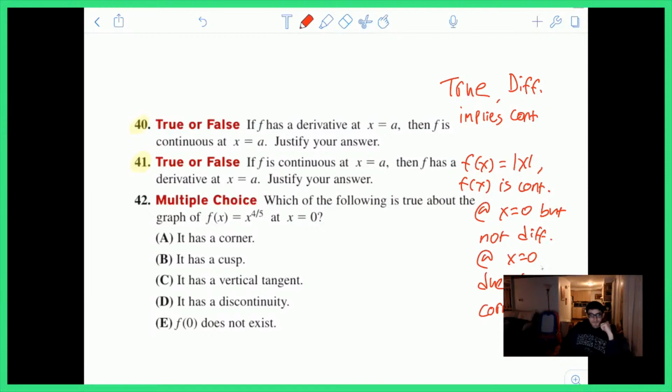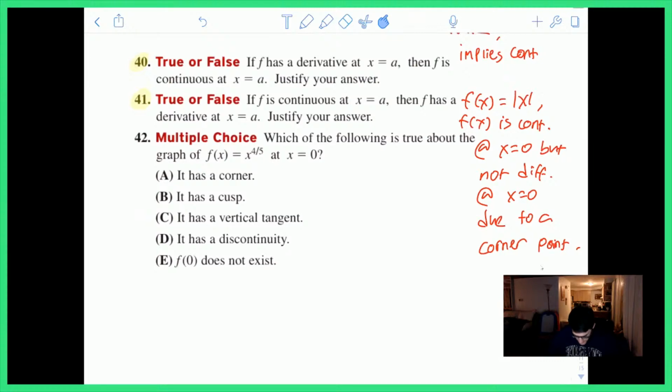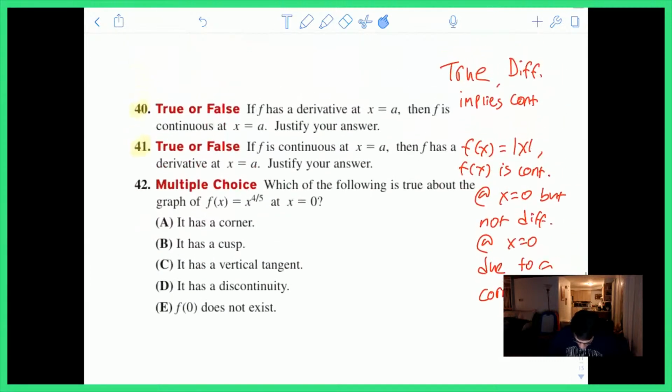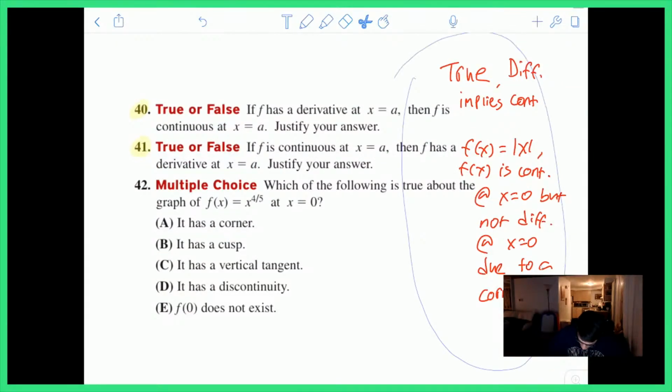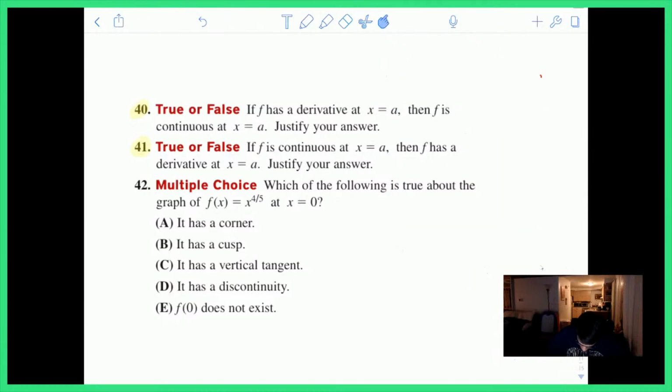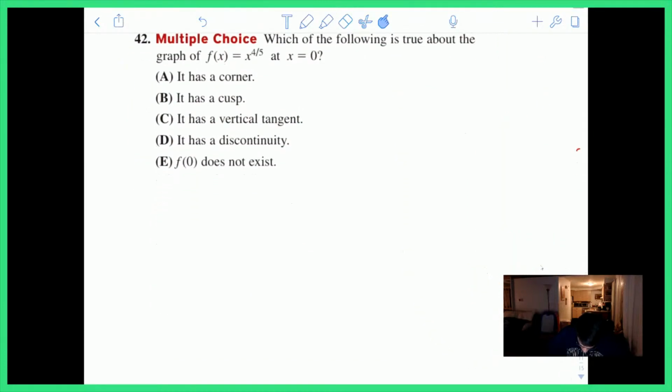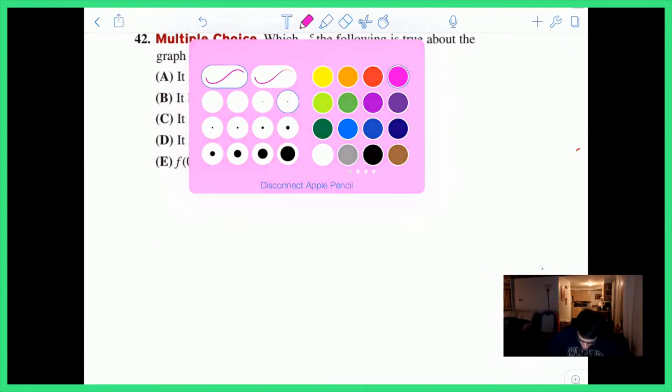That's not true. 42. Okay, which of the following is true about the graph of x to the 4/5 power at 0? So this is a loaded question here. I want to do this out algebraically. I know you could do this graphically and probably get the answer relatively quickly, but I'd like to spend some time and do it algebraically. So I'm going to move this up. I'm actually just going to take these answers right out. Bye-bye answers. And we're going to scooch this down. We've got a nice lot of room here. Let's see if we can solve this problem.